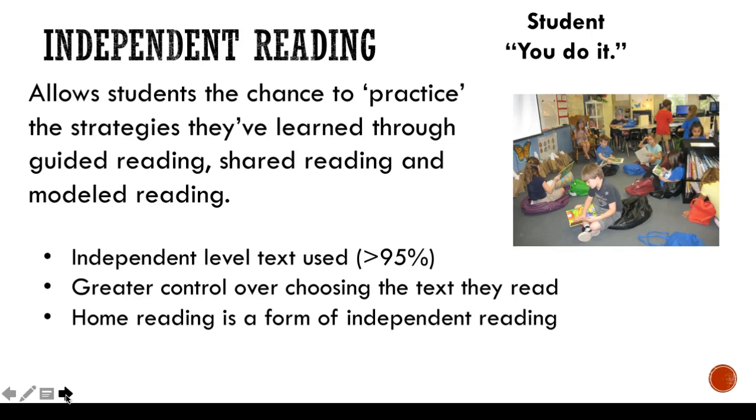The eventual aim is for children to be reading books at an independent level, that is, the ability to read over 95% of the words unaided. Home reading is a form of independent reading, and the books that the children take home should be able to be read at 95% accuracy or more.